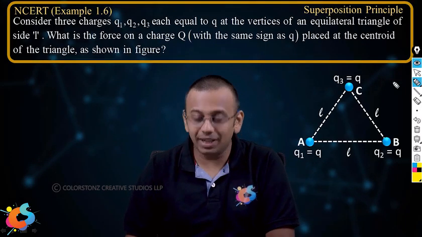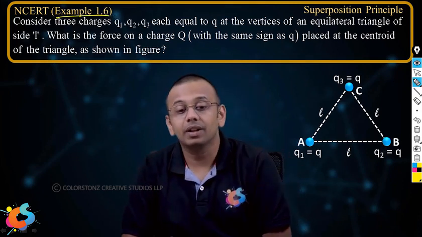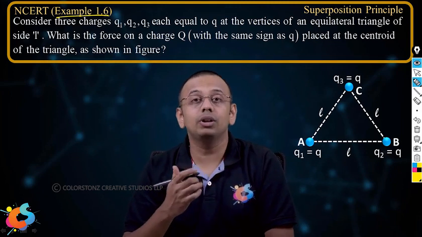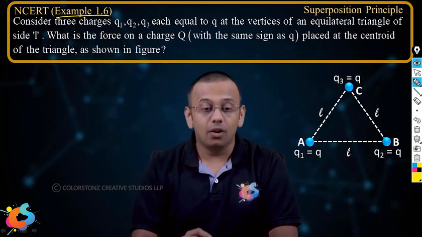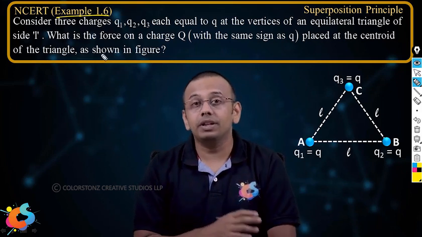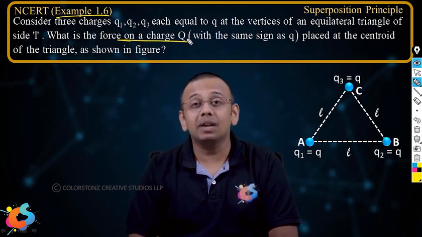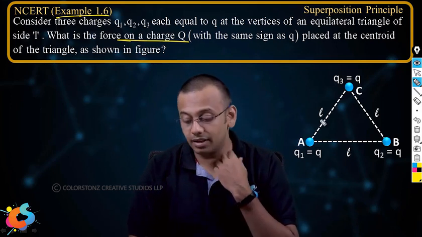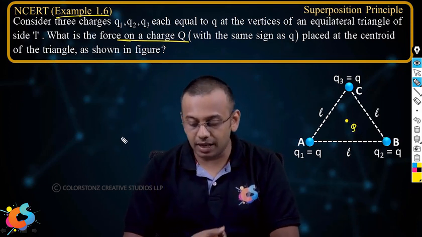So there's a question from NCERT itself, example 1.6. I'm taking: Consider three charges Q1, Q2, Q3 each equal to Q at the vertices of an equilateral triangle of side L. What is the force on a charge capital Q with the same sign as small q placed at the centroid of the triangle as shown in figure? So the capital Q is kept here at the centroid, right? This is how the setup is.